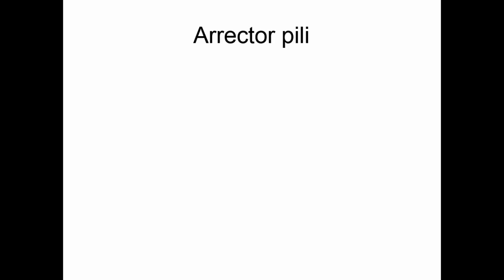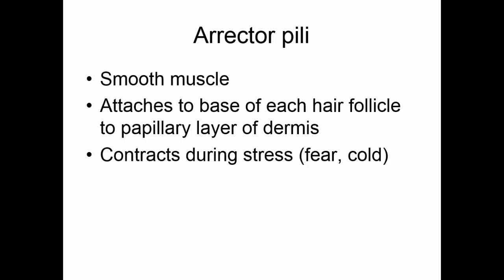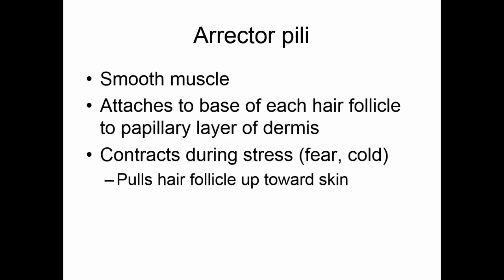Associated with the hair follicle is a smooth muscle known as the erector pili. This muscle is attached to the base of each hair follicle and then to the papillary layer of the dermis. During stress, this contracts. Now, fear is stressful. Being cold is stressful. As this muscle contracts, it's going to pull the hair follicle up toward the skin and make it kind of bulge outward. This is what gives you goosebumps.